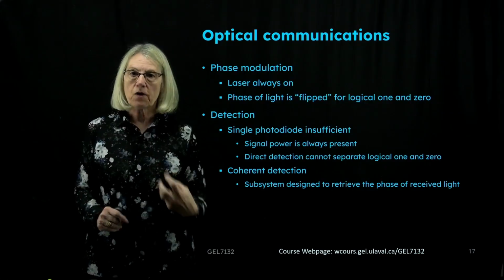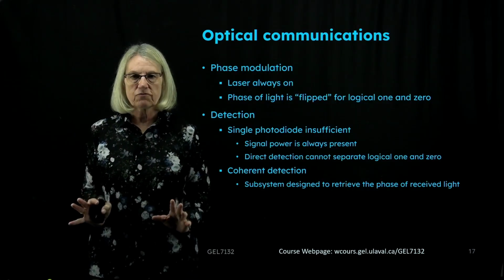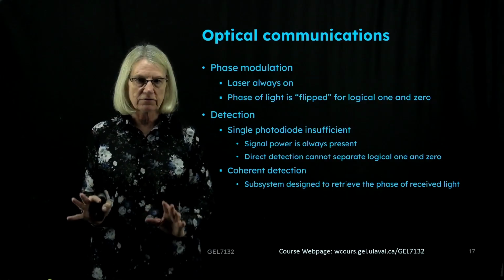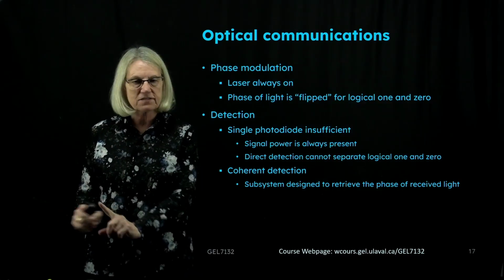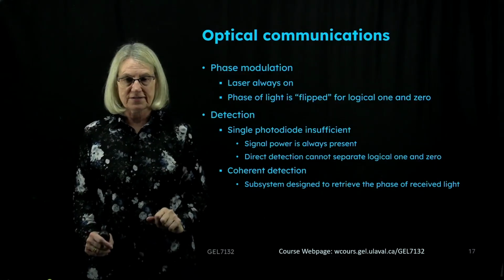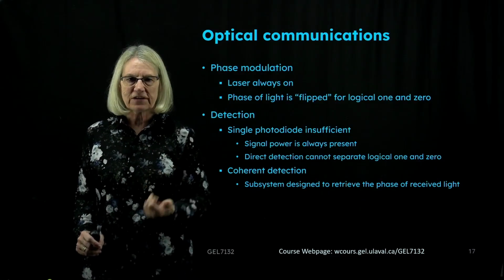Now the detection process is completely different for BPSK than on-off keying. I can no longer use a single photodiode. The single photodiode was easy with on-off keying because I'm just detecting energy. Is there energy present or not? But here there's always energy present. It's the phase I have to figure out.